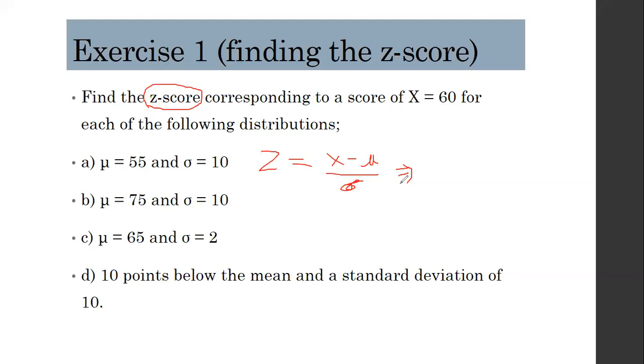Yes, Monolith, thank you. It is 60 minus 55, divided by 10, which will give us 5/10, which is 0.50. Okay, thank you. And you write the Z score in 2 decimal places. So 0.50. And it's positive, so you don't need to write a positive sign. You leave it like this. Thank you so much.